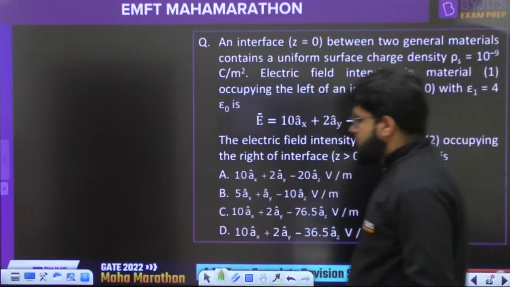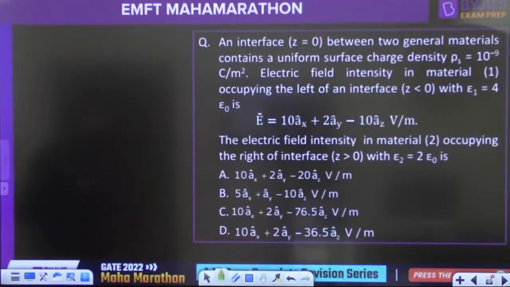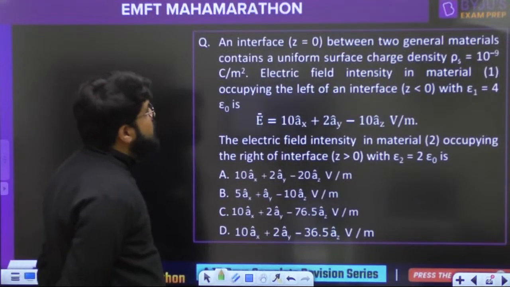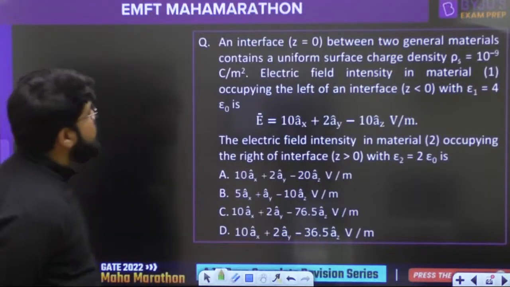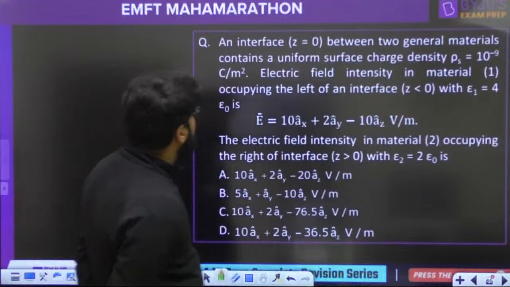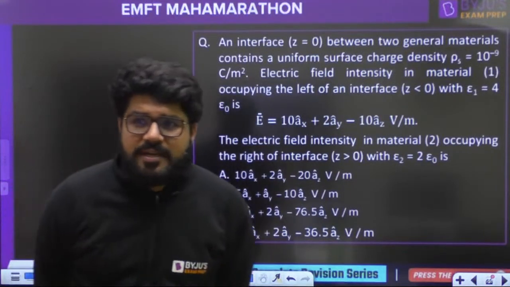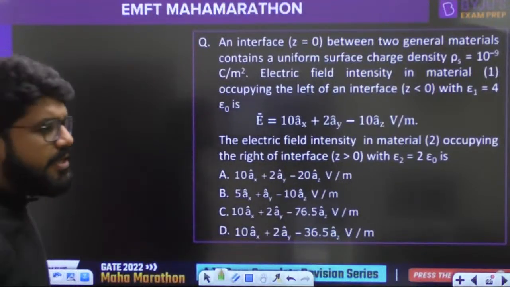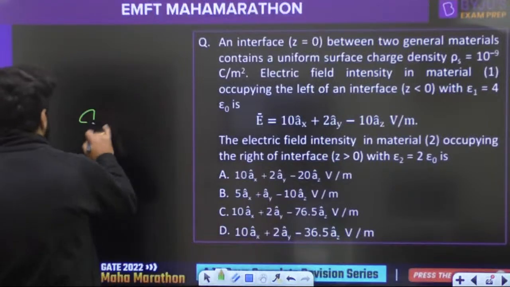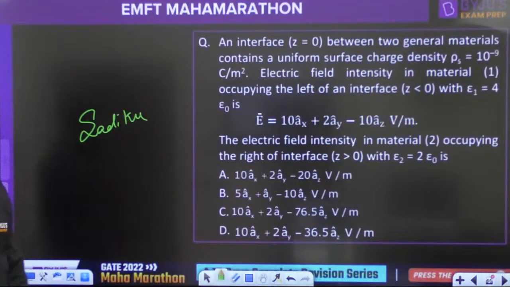An interface Z equal to 0 between two general materials contains a uniform surface density rho s equal to 10 power minus 9 coulomb per square meter. Okay, now boundary condition also let us revise as I told you. Sadiku.